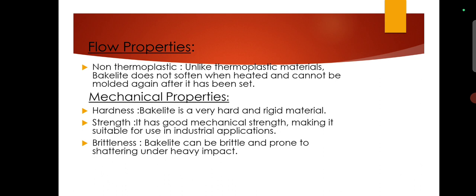Mechanical properties include hardness, strength, and brittleness. Bakelite is a very hard and rigid material. It has good mechanical strength, making it suitable for use in industrial applications. Bakelite can be brittle and prone to shattering under heavy impact.